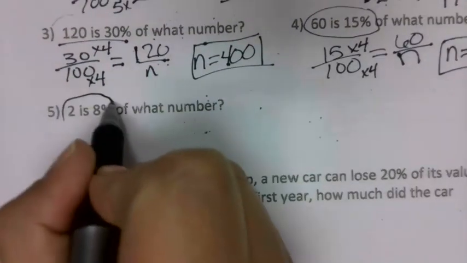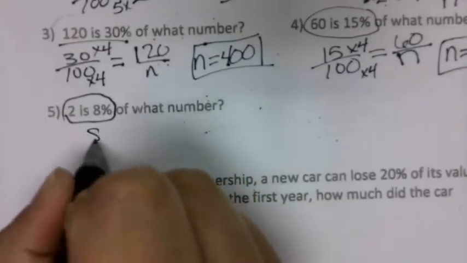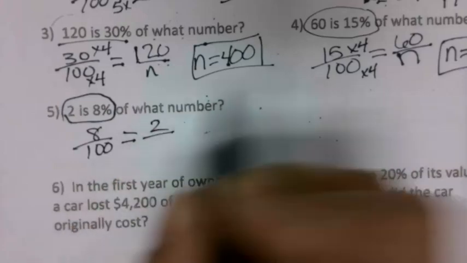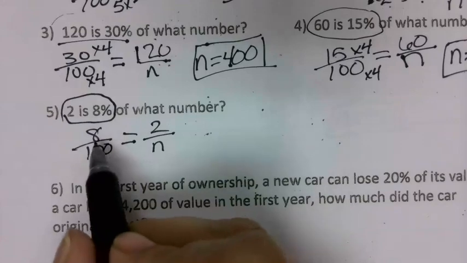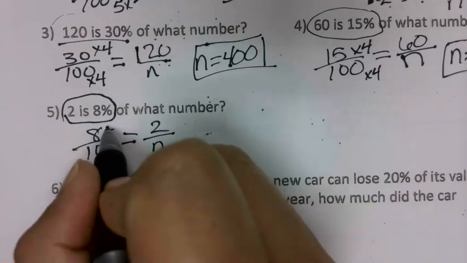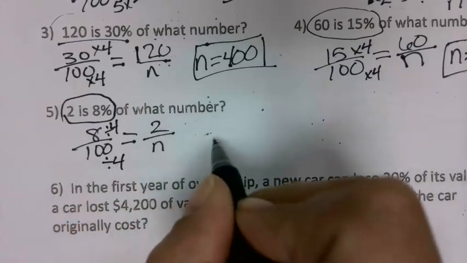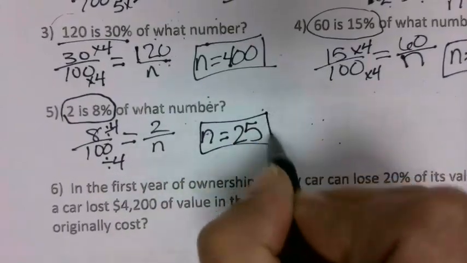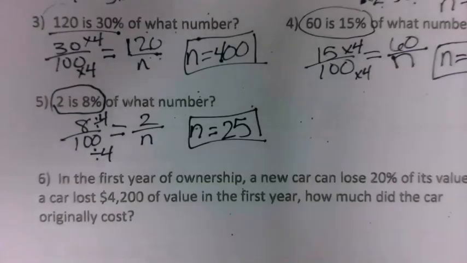Okay, it says 2 is 8%. So I know 2 is going to be my part. So 8% equals 2 is my part of what number? Well, 8 divided by 4 is going to equal 2. So 100 divided by 4 is going to equal, yep, you said it, 25. Excellent.